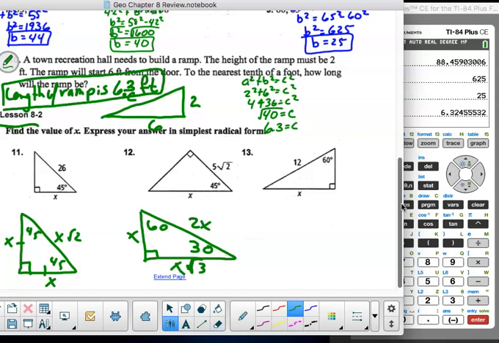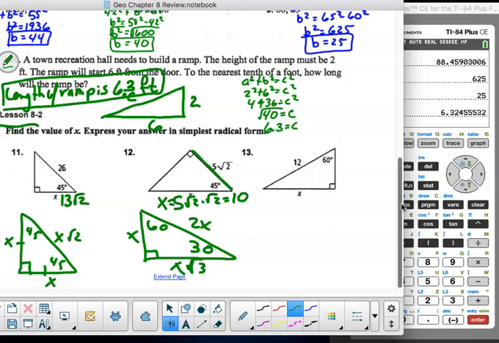So now, 26, I've got to divide by 2, it's 13, put on the square root of 2. Here, in 12, I've got 5 the square root of 2, but this is a leg, and I multiply by the square root of 2, so 5 the square root of 2 times the square root of 2 is equal to 10. So x is 10.